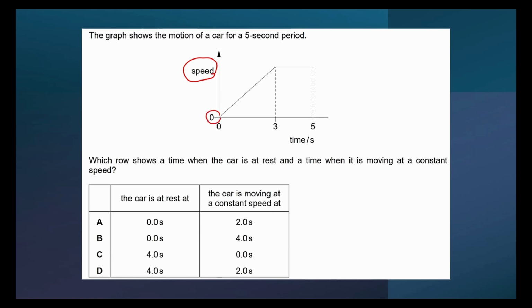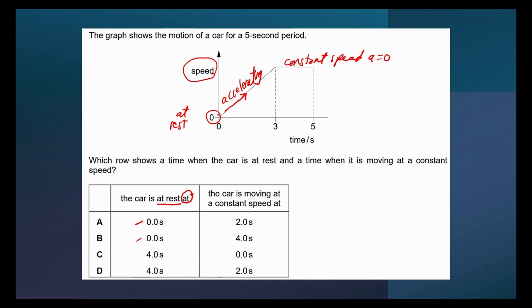It starts from 0. This means the object was at rest here when the time is 0. And the speed increases with time. This means we have here acceleration, or the object is accelerating. And here the speed remains constant. So we have here a constant speed. This means the acceleration equals 0. Good. Look at this. The car is at rest at what time? As we said, at 0. So it is A or B.